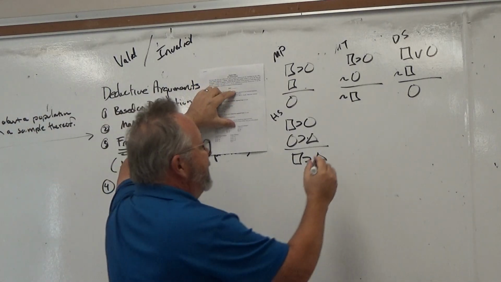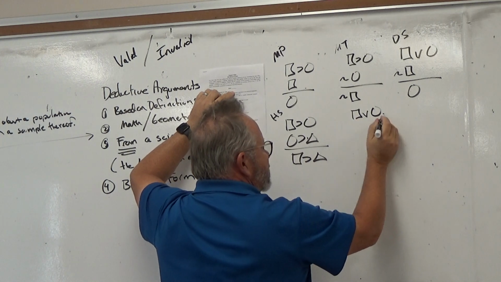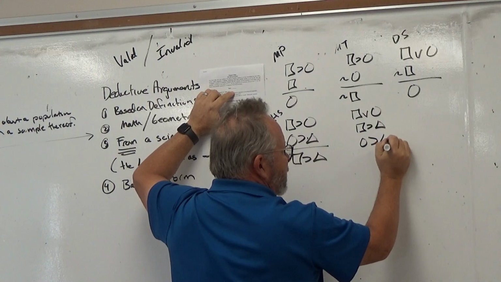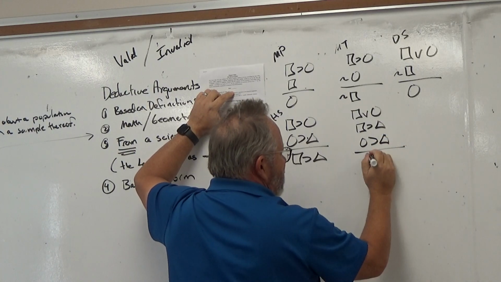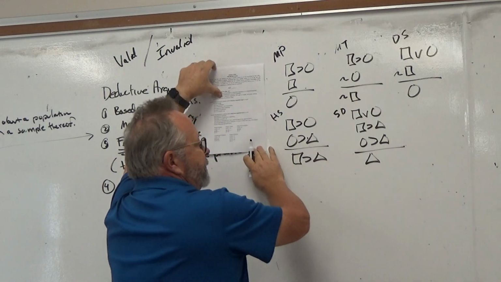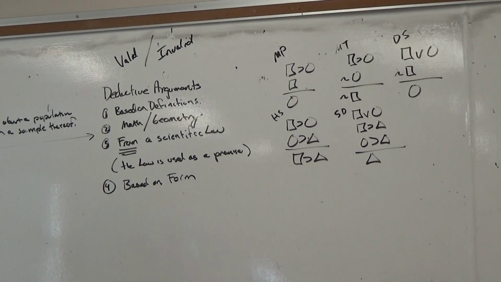And then finally, we'll be on the lookout for this. If box or circle, if box, then triangle, if circle, then triangle. So either way you go, triangle, and this is simple dilemma. Okay, so you're going to be looking out for those, okay?